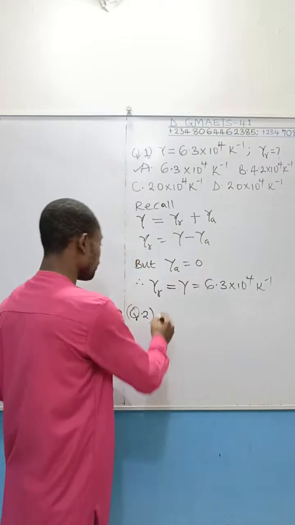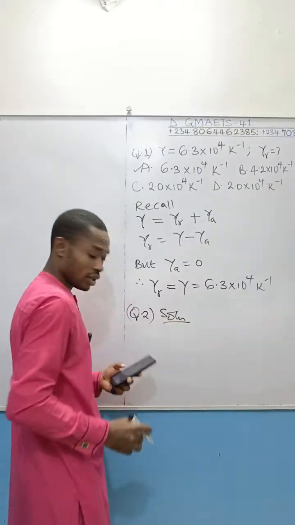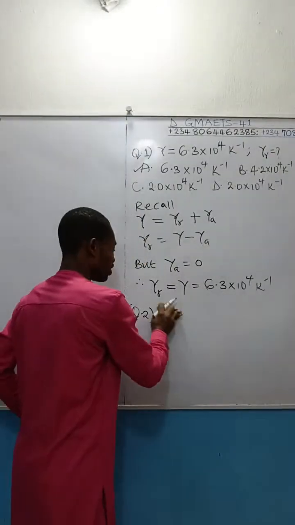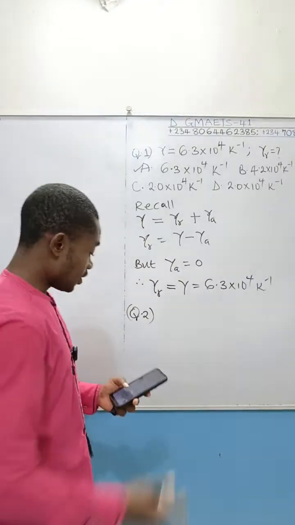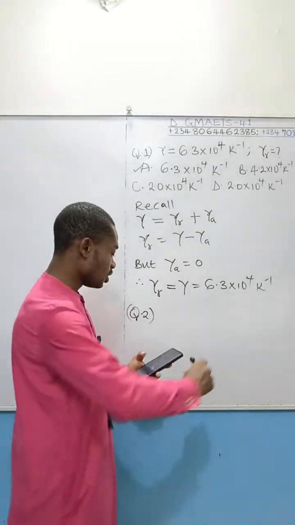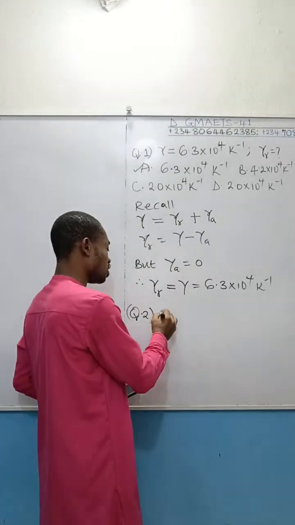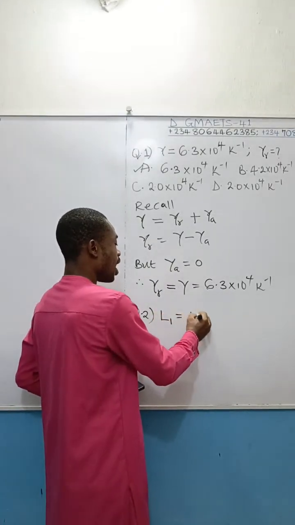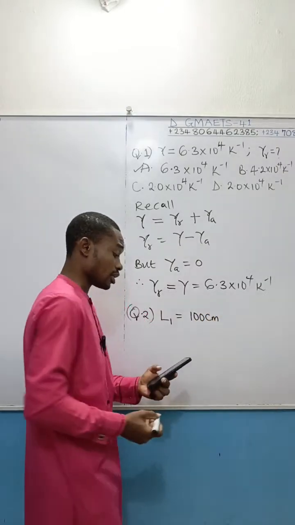So let us see how we solve this second question. Let's define the data given to us so at least you can follow up. From the question, we're given the length of the metal rod. That's the initial length. Let me use L1 for it, and it is given as 100 centimeter.